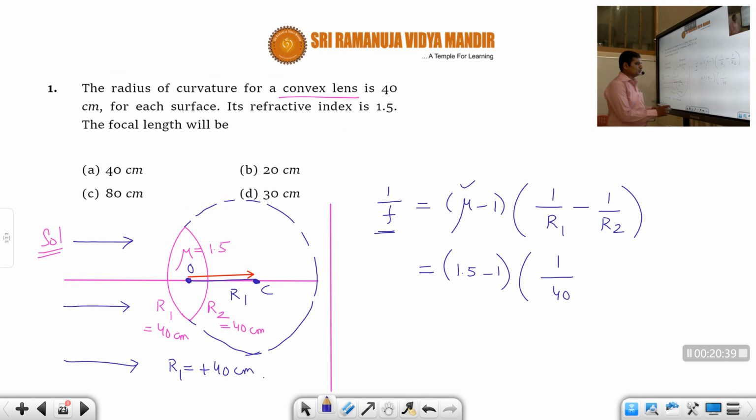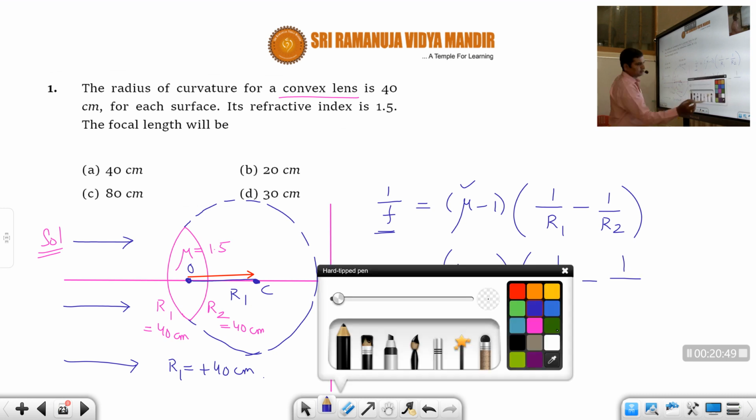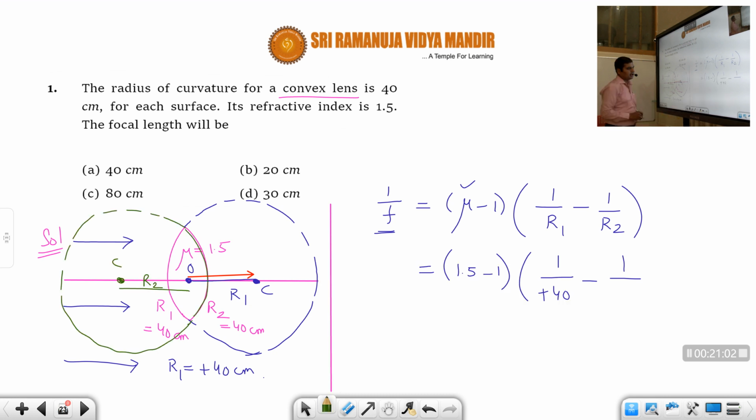So this is plus, students. Minus of 1 by r2. What is r2, students? r2 is this one, which is a part of this green sphere. Correct or not, students? So whose center of curvature will be here? C. Now this distance is called what? r2, students. This distance, green color, r2.